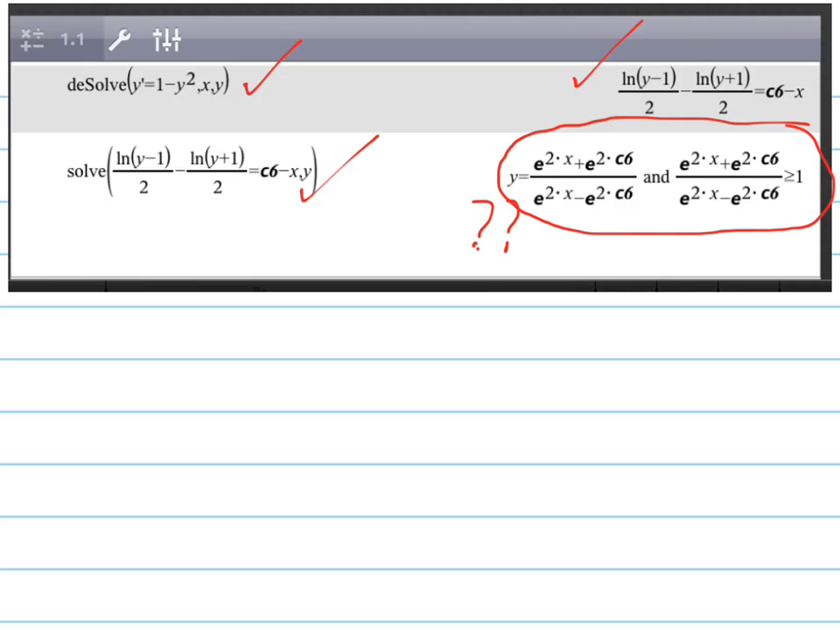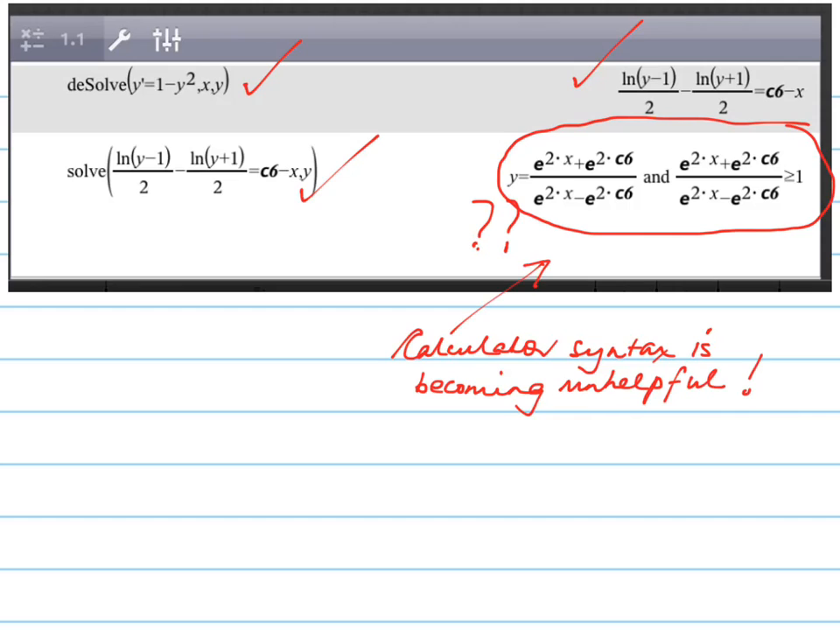But look, can you be bothered trying to work all that out? It's just algebra soup. So at that point, when you're in an exam and you're in a hurry, you just abandon ship and you just go with what you had, okay? Calculator syntax is becoming very unhelpful, to put it mildly. So go away, Mr. Calculator. We don't want you if you're going to do that to us.